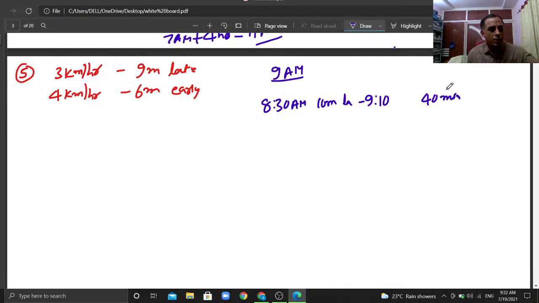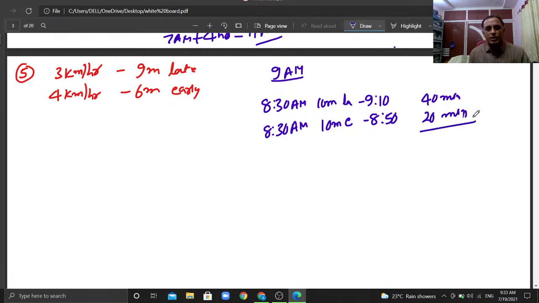Then next day also you started at the same time, but next day you increased your speed, therefore you reached 10 minutes early. That means you reached 10 minutes before 9 a.m., so it is 8:50. 8:30 to 8:50, journey time is 20 minutes. So the difference between these two numbers, 40 minus 20, is 20 minutes. So the difference between the two days' journey time is 20 minutes.